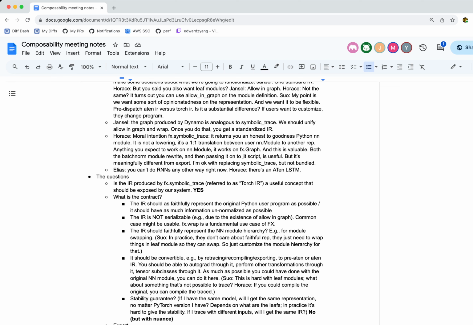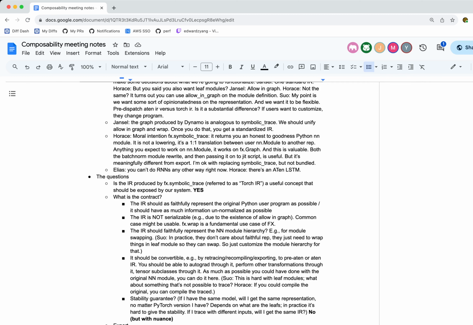So this is essentially splitting the export call into two? Calling symbolic trace first and then normalize. Saying torch IR is a useful concept, and it's not what we're thinking of as export. It's not serializable, it has very few stability guarantees, but it's convertible. So it seems to make sense that this should just be its own API.